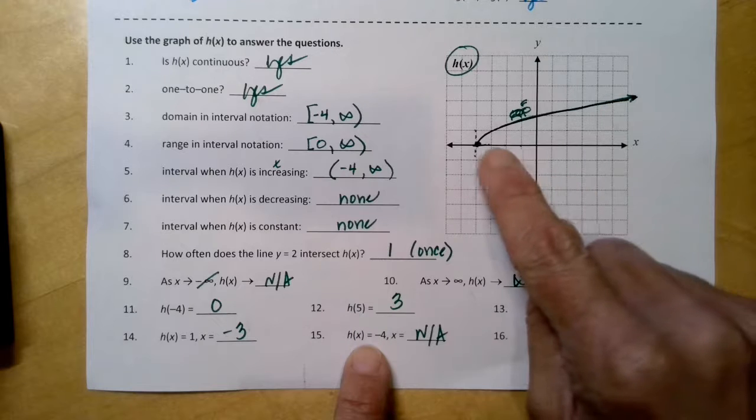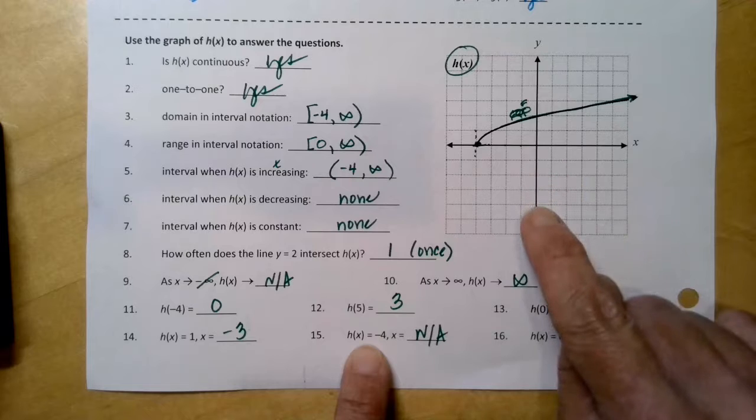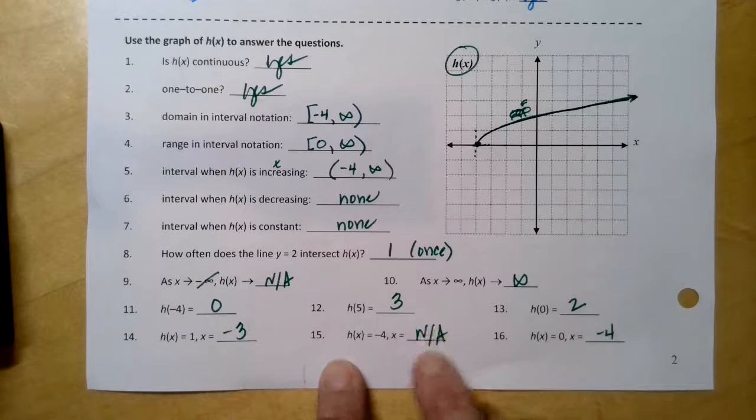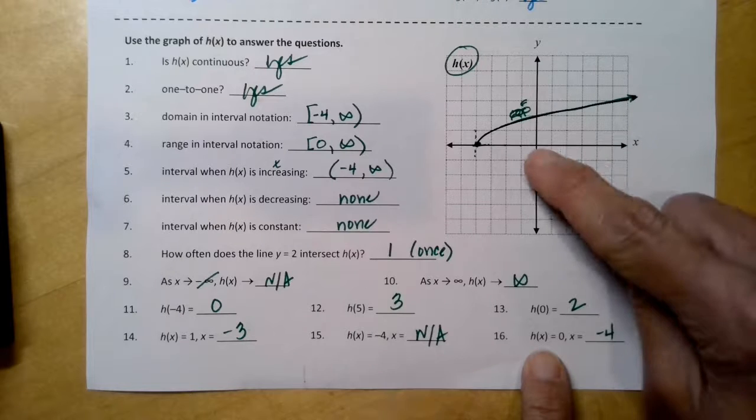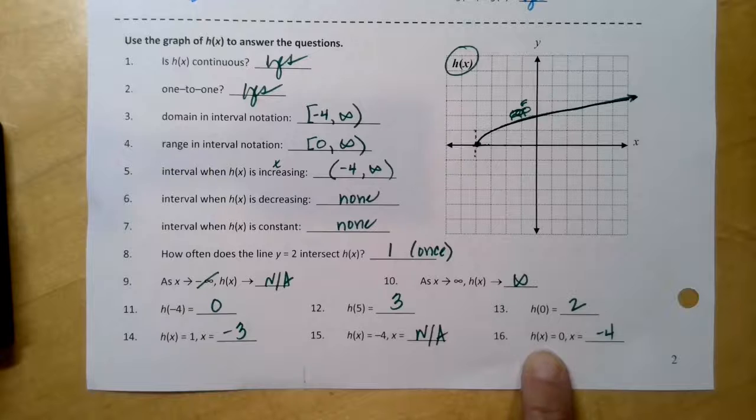When negative 4 goes in, oh, guess what? This is an output of negative 4. Guess what? It doesn't happen. There is no point. Here we have an output of 0. That's because of an input of negative 4. How'd you do?